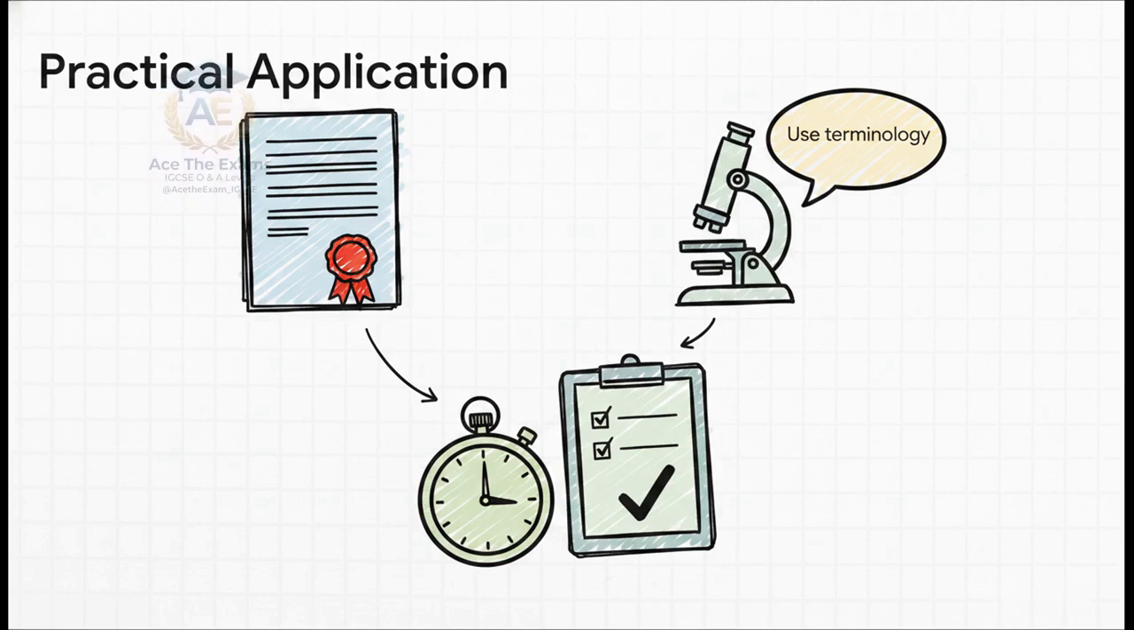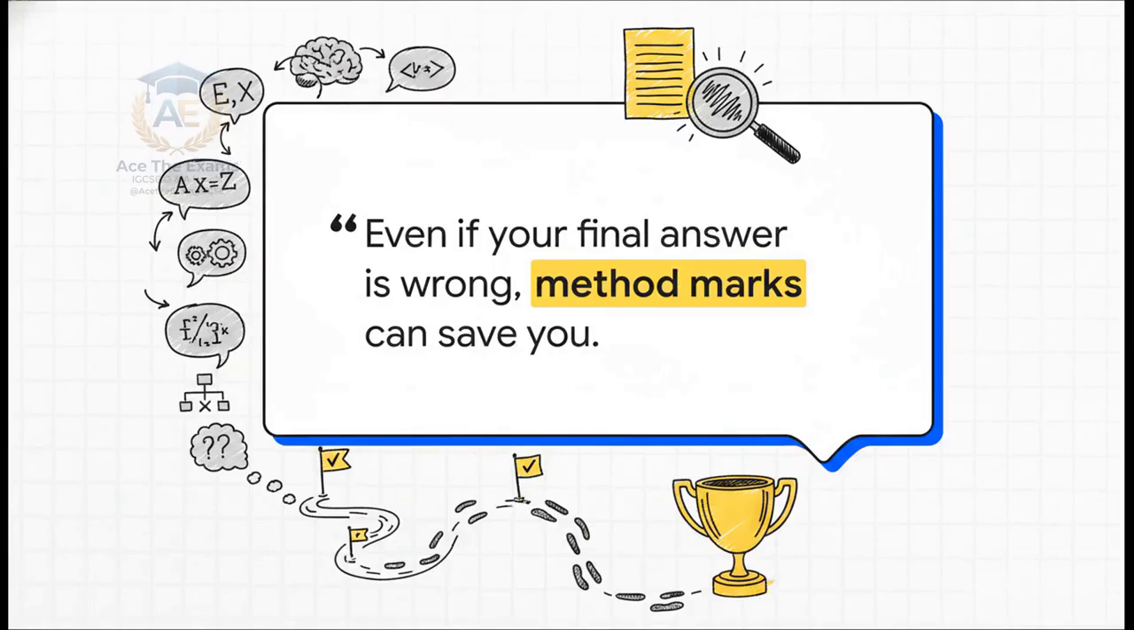Finally, evaluate your own performance rigorously before time runs out. Ask yourself, did I actually answer the exact specific question asked, or did I answer the question I wish they had asked? I need you to take very careful note of this direct examiner alert. Show you're working. Even if your final answer is wrong, method marks can save you. Guys, this is the golden strategy.